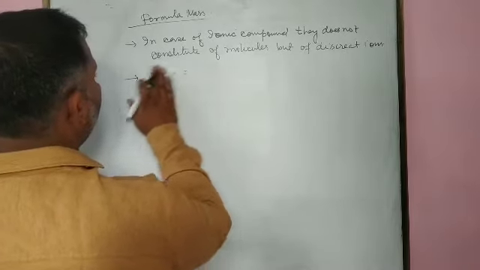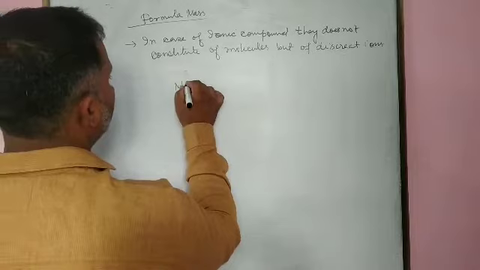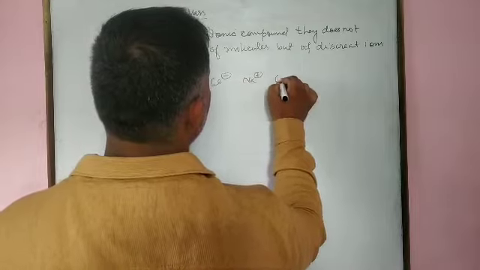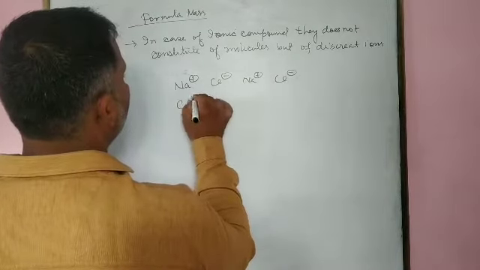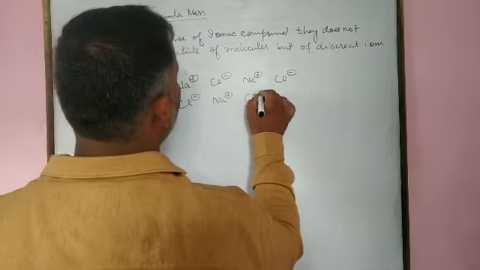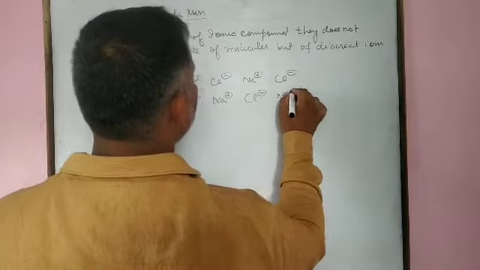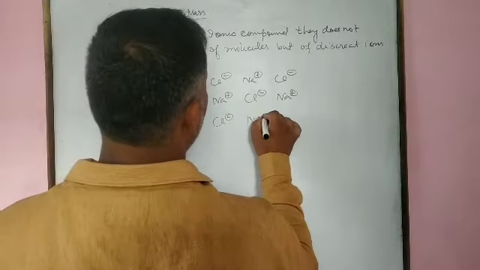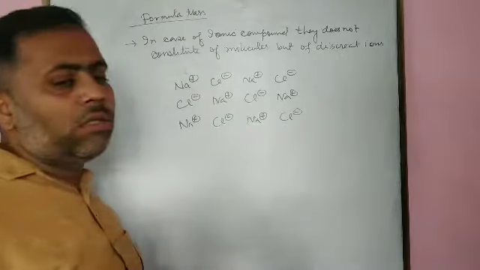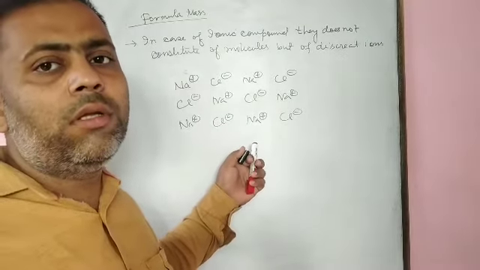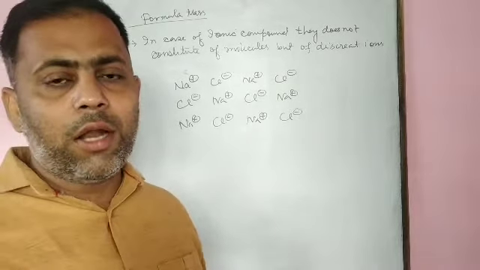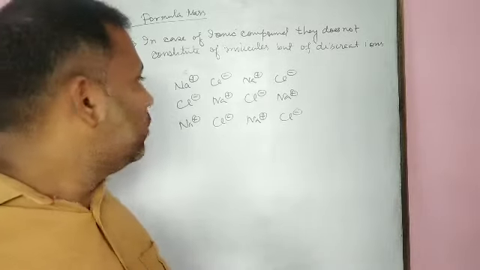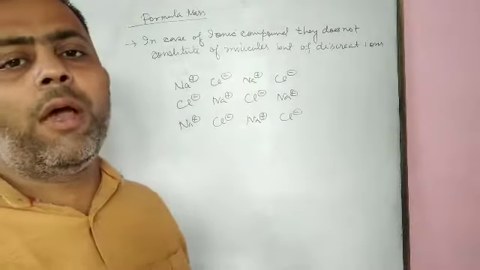If we have a sodium chloride crystal, Na plus, Cl minus, Na plus, Cl minus, Cl minus, Na plus, Cl minus, Na plus, Na plus, Cl minus, Na plus, Cl minus. This is the three-dimensional arrangement of ions in sodium chloride. Then we cannot speak of a molecule for which we can calculate the molecular mass. In case of these ionic compounds, we have the formula mass.